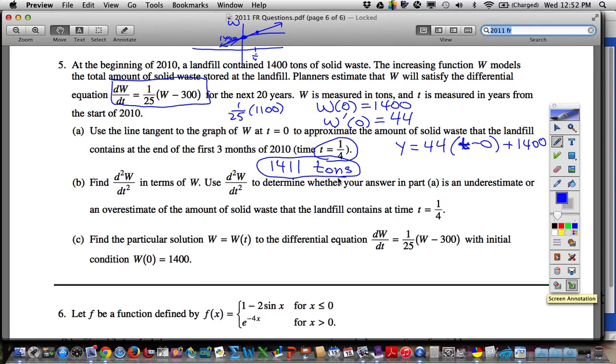Oh, but I didn't know it was concave down. I just drew it that way. So we do our second derivative, we plug stuff in, and we see if it's concave down or concave up. Then we'll know if it's an over or underestimate. Okay, on to part C.